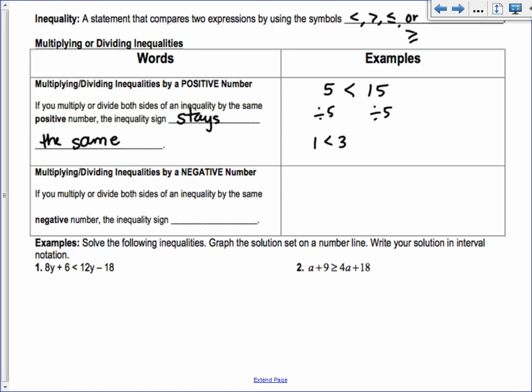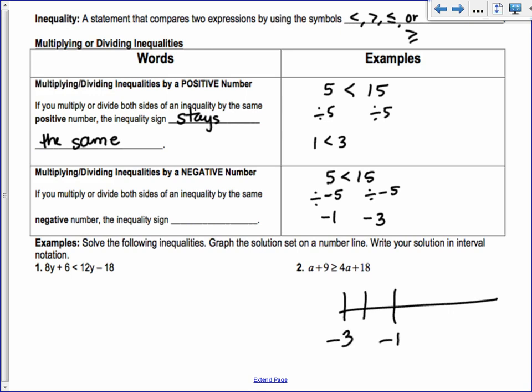All right, but if you multiply or divide by a negative number, so if I have 5 is less than 15, and I divide by negative 5 on both sides, this becomes negative 1, and this becomes negative 3. Think about negative 1 and negative 3 on your number line. You see negative 3 is less than negative 1. So the sign goes this way, like the alligator eating the bigger one. So negative 1 is greater than negative 3. Your sign was less than before, but when you divide or multiply by a negative number, you have to flip the sign. I would call this the red flag rule. The inequality sign changes or flips.